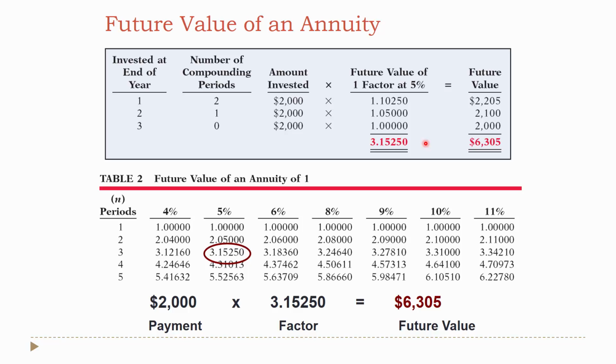Now our annuity works when you're doing the same amount over and over. The same amount is being invested over and over, $2,000. If it's changing, you can't use table number 2. You have to use table number 1 and calculate them separately.